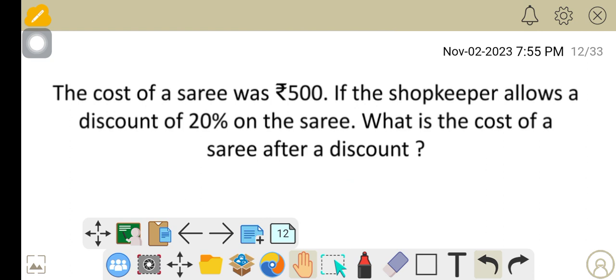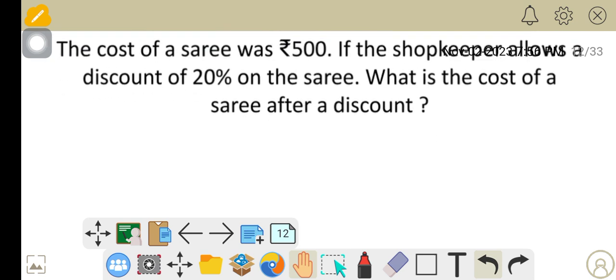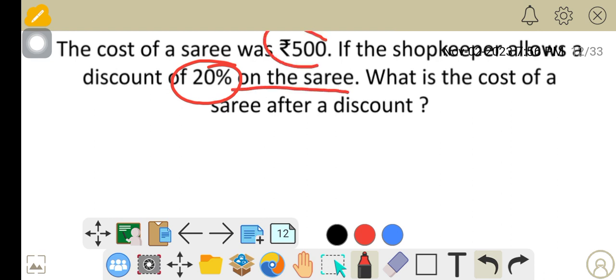Now the next question, the cost of a sari was 500 rupees. If the shopkeeper allows a discount of 20% on the sari, what is the cost of the sari after a discount? So first of all, we need to calculate the discount, and discount is 20%. 20% of what? 20% on the sari. So 20% on cost value. So first of all, we will calculate discount.